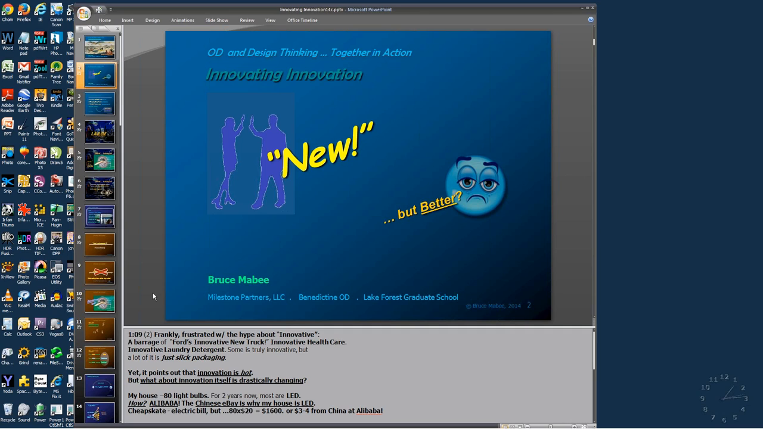If you've been seeing any media these days, you might be frustrated, as I am, with the barrage of "innovation" and "innovative." I think the latest one for me is I've seen some kind of innovative laundry detergent. Now, in fact, there are a lot of great new innovative products, but too much of this for me is slick packaging. What it tells me, though, what I think it helps reinforce for all of us, is that innovation is indeed important these days.